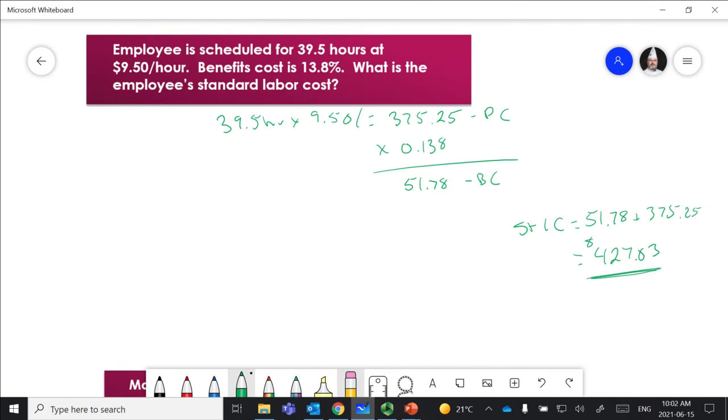So if you did the 1 plus, you're going to get the right answer, but you have no idea what the actual benefits cost for this person, right? And it's nice to know what that cost is, especially when you start looking at where your expenses are and how you need to control them.